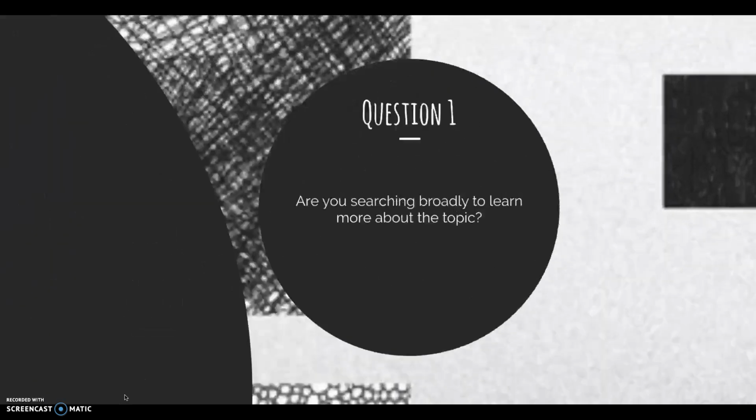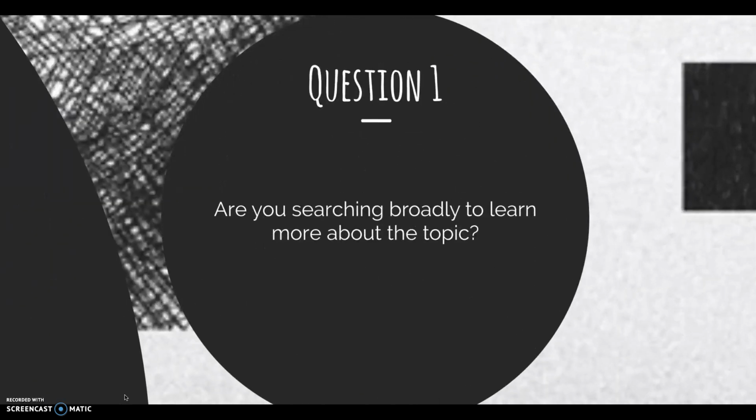The first question about the research process that you might have is, are you searching broadly to learn more about the topic? So when you do a keyword search in a database or even a search engine, the computer looks for exact or close to exact matches for your terms and the information it has stored. Although some systems may be programmed to make common substitutions for you, for the most part, computers do exactly what you tell them to do.